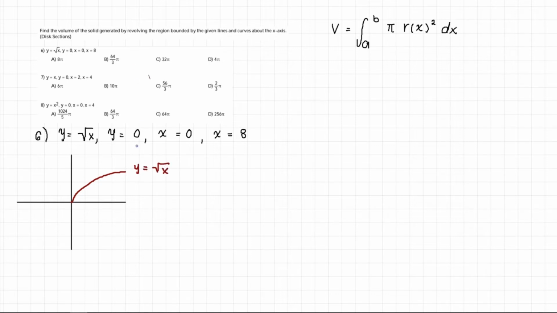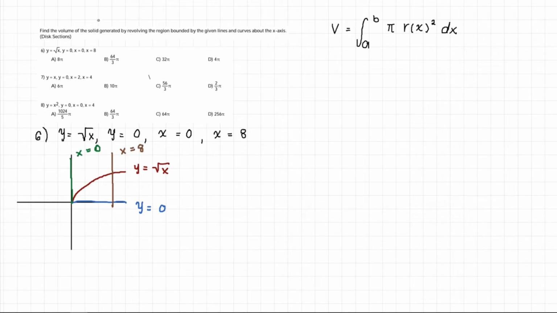Now, another color, let's go with the next one. y equals 0 is going to be a horizontal line. Okay, so y equals 0. x equals 0 is a vertical line. So I'm going to write x equals 0. And finally, x equals 8 is also a vertical line, in this case at 8. Okay.